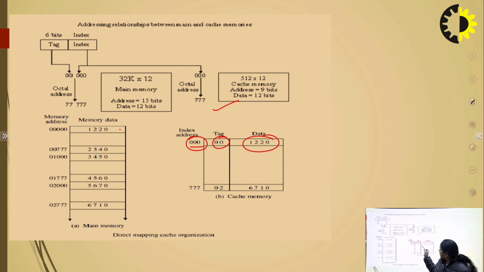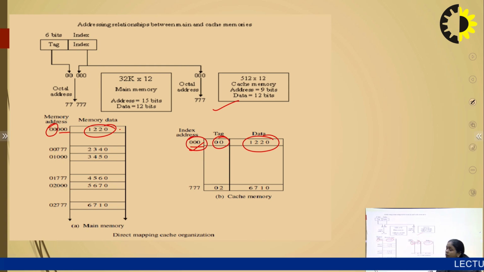You can see here the address 00000 with data 1220 is stored. Because these 3 bits are 000, we have to store this data in the cache at the 000 address. So we have stored it at that address, and the remaining bits will be stored as a tag in the cache memory.